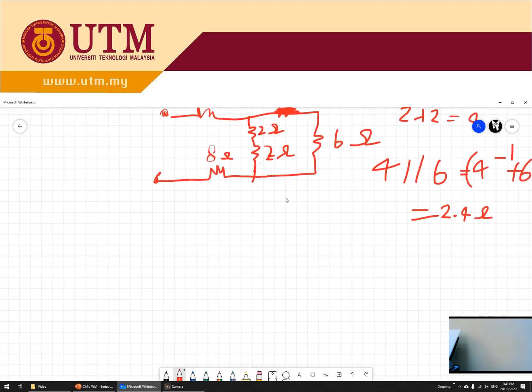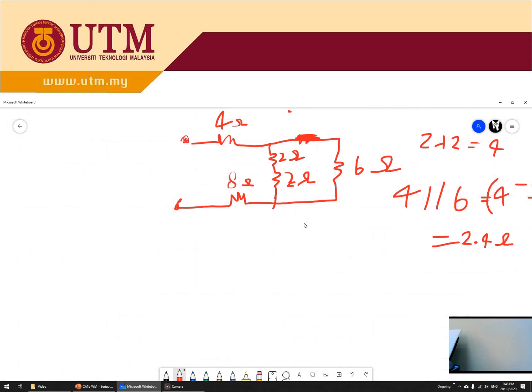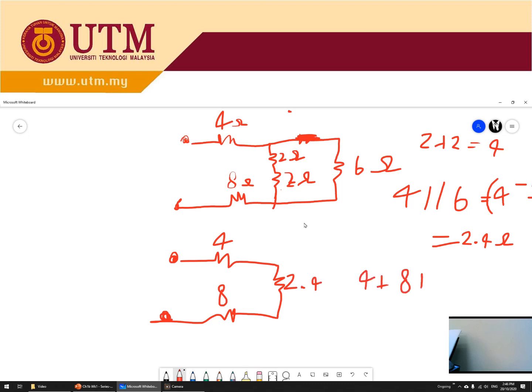Again, redraw. Here is the new circuit. So this one is 4, 8, and this one 2.4. Now it's all in series. So 4 plus 8 plus 2.4. You get 14.4 ohms. That is the R equivalent.